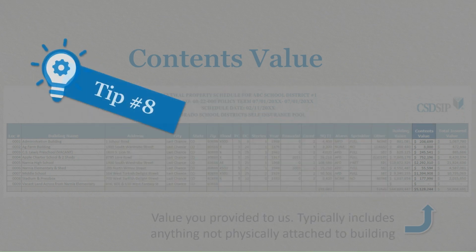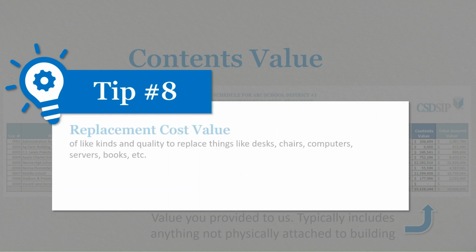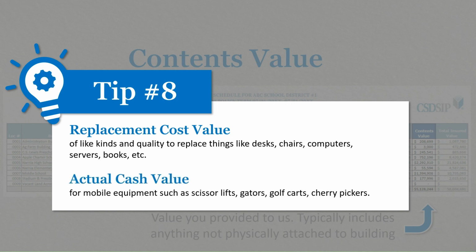Tip 8. When you think of content valuation, use the replacement cost value of like kinds and quality to replace things like desks, chairs, computers, servers, books, etc. Use actual cash value for mobile equipment such as scissor lifts, gators, golf carts, cherry pickers.